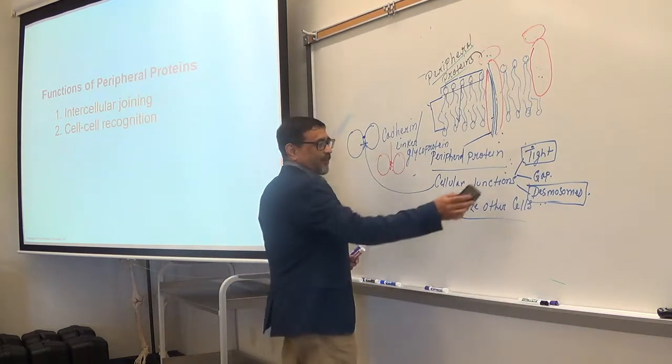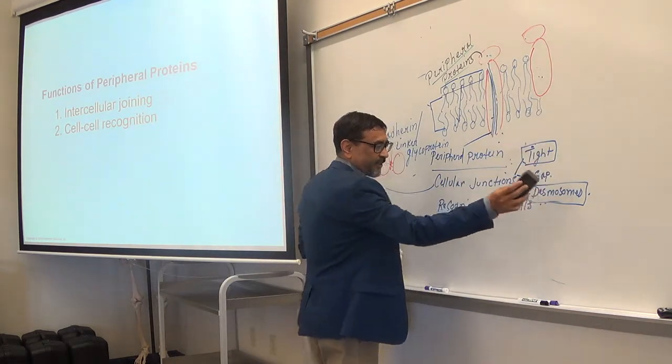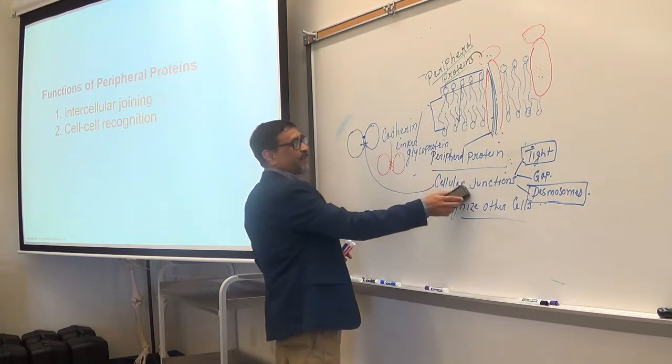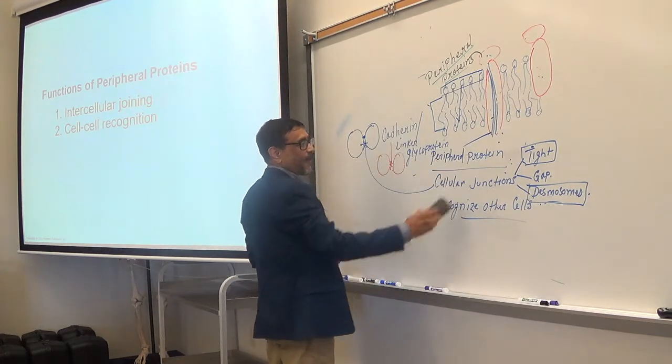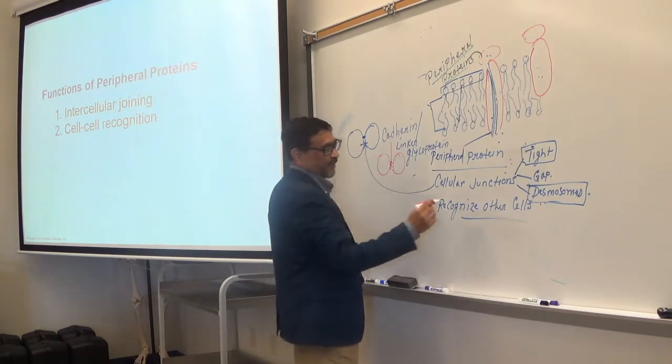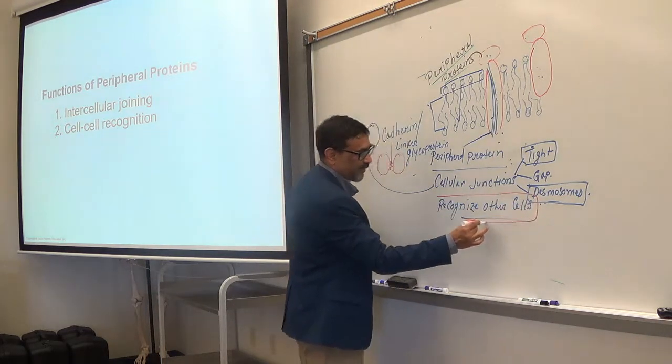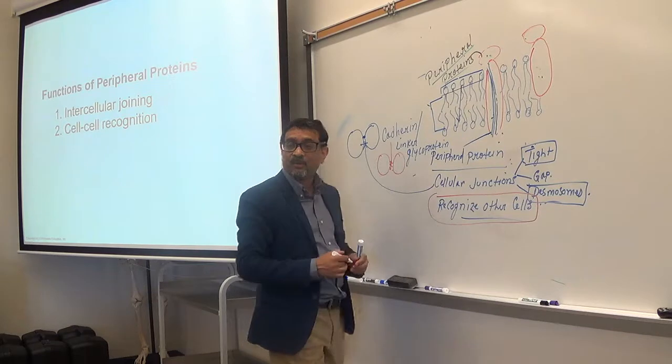So those are the three types of junctions in the cell membranes given by peripheral proteins, remember. Now, cell-to-cell recognition, recognizing the other cells, is a very important function.